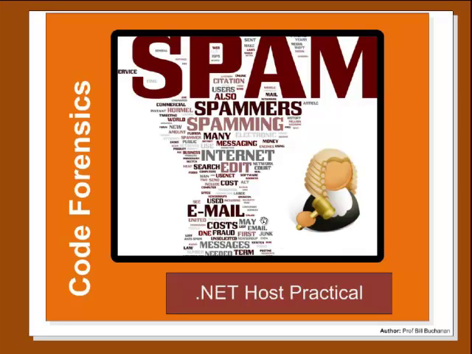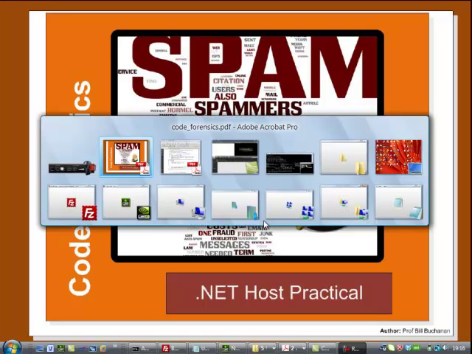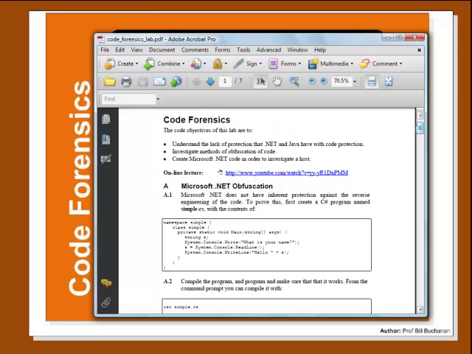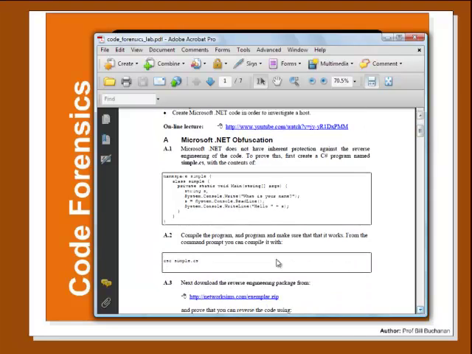Okay, so let's have a look at the lab. The key focus is going to be on understanding the lack of protection that .NET and Java have with reverse engineering, and then we'll look at an example of how we can obfuscate our code to make sure that it can't be cracked or is more difficult.